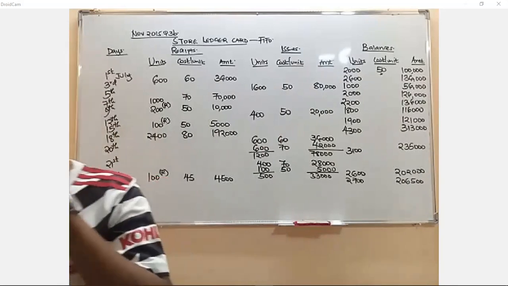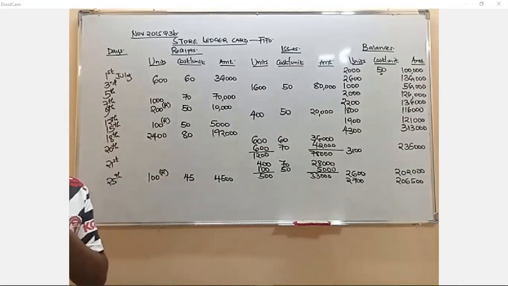206,500, right? That is after the 25th. The next date that we have is 28. And on 28 we are being told, right? 28 is not number 6. On 28 July 2015, there was a shortage of stock of 20 units.